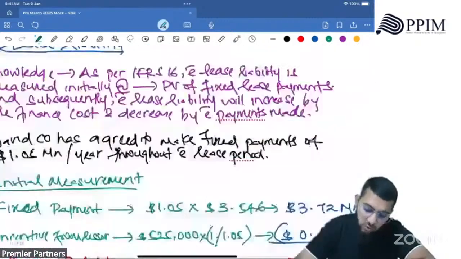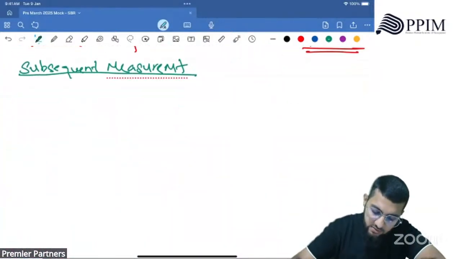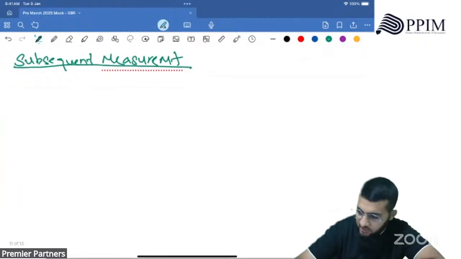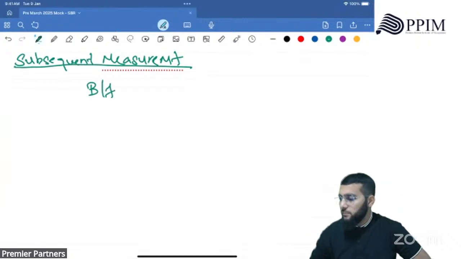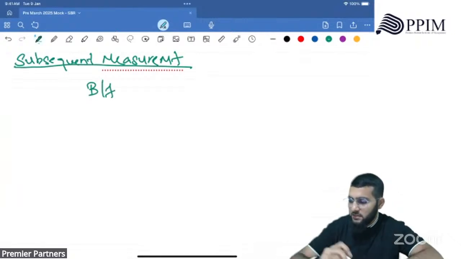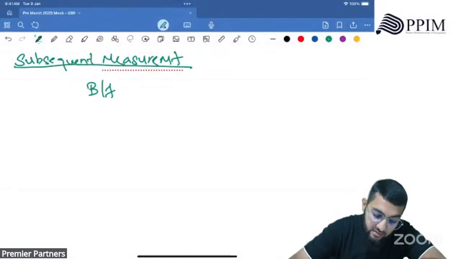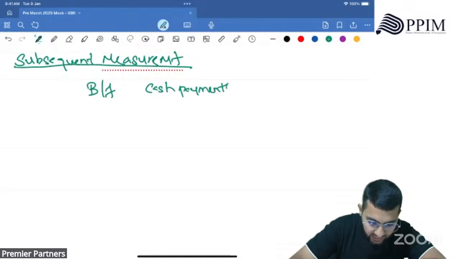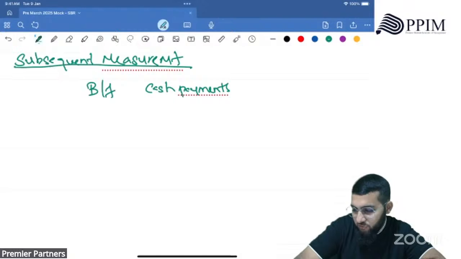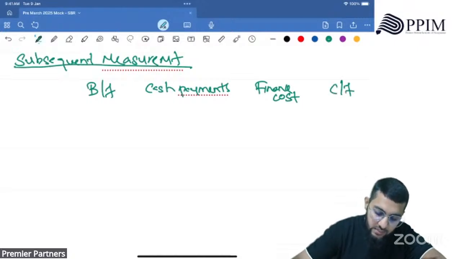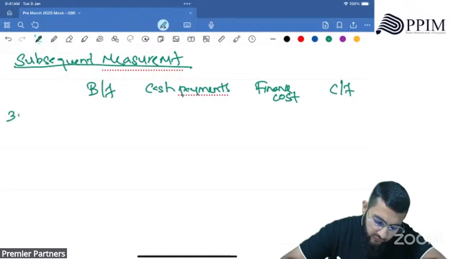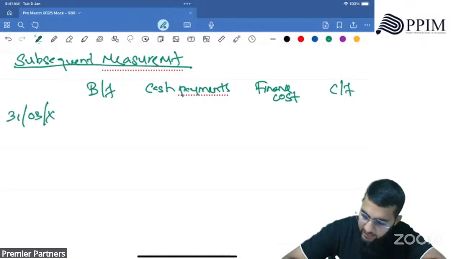So we use the amortized cost table. Usually, how is the amortized cost table? Amortized cost table will have a brought forward amount, right? And along with that, you'll have the cash payments. But here there are no cash payments, right? Then there is going to be interest, finance cost. That will give us a carried forward liability. Okay? 31st of March, X3.